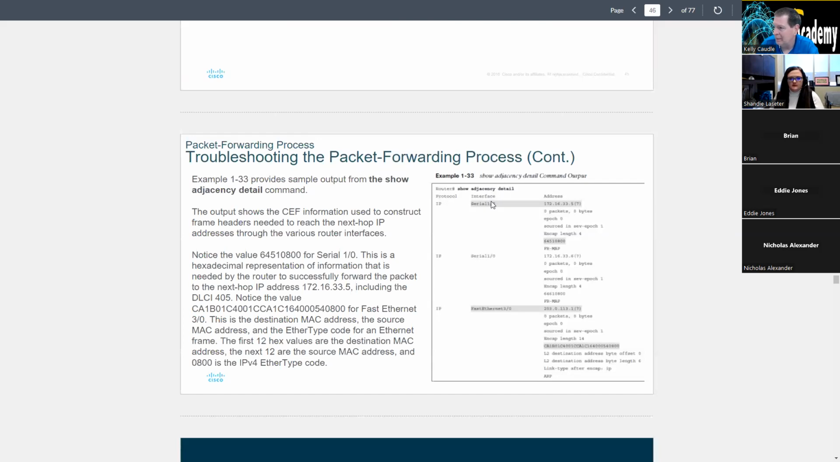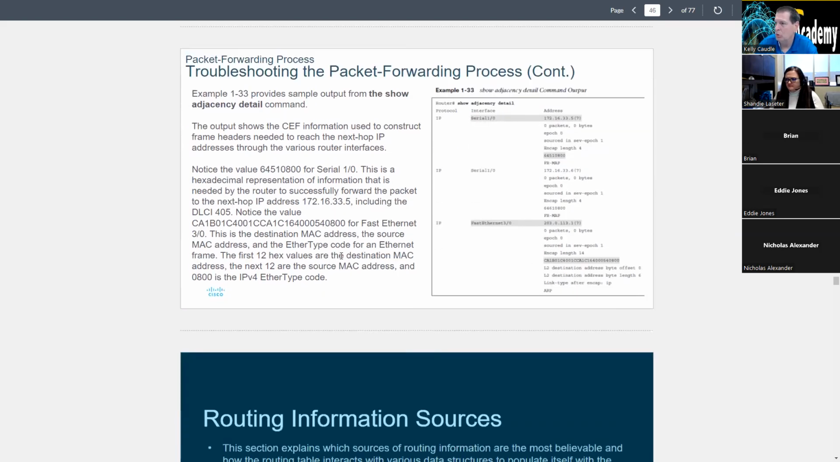And then the show adjacency detail command will let you see the adjacencies that you have, the CEF information used to construct that next hop inside of the CEF table. So this is digging into the weeds on how the CEF table is made. Typically, if we're getting this deep into the weeds, something has gone pretty massively wrong. It could be that we've done something in our routing protocol configuration or in our routing information to cause incorrect information to get into the CEF table. We usually have done it to ourselves, quite honestly.